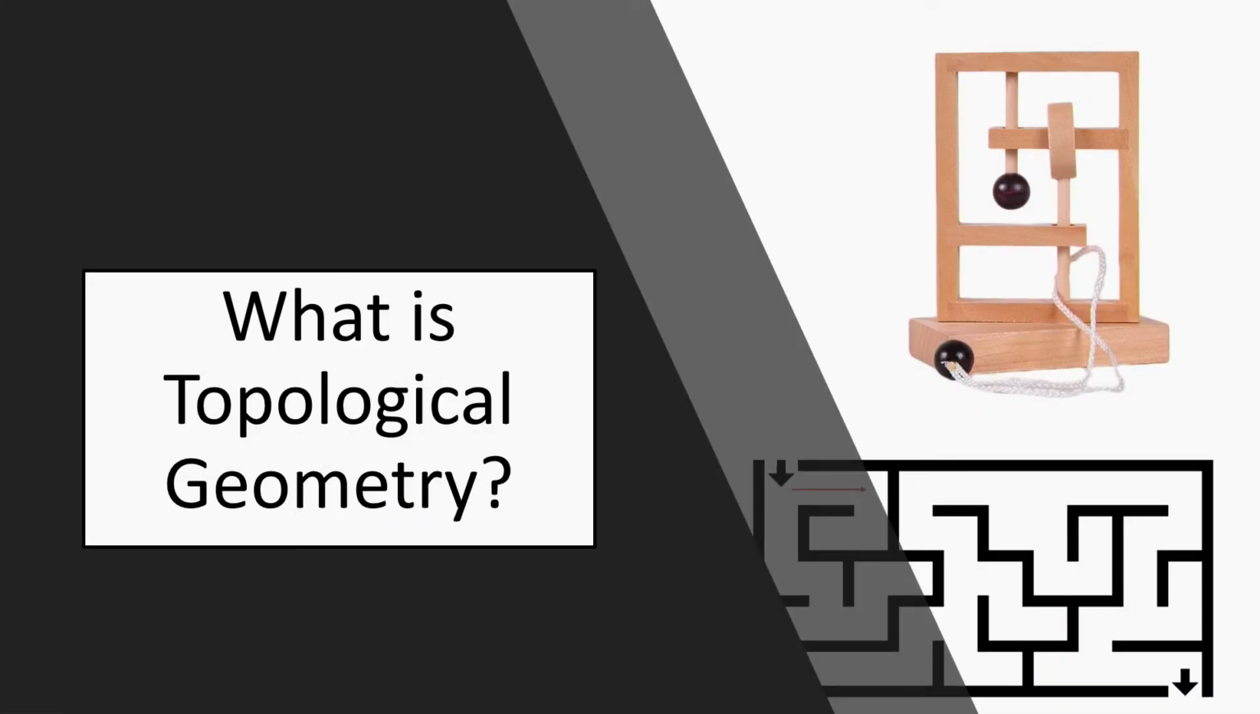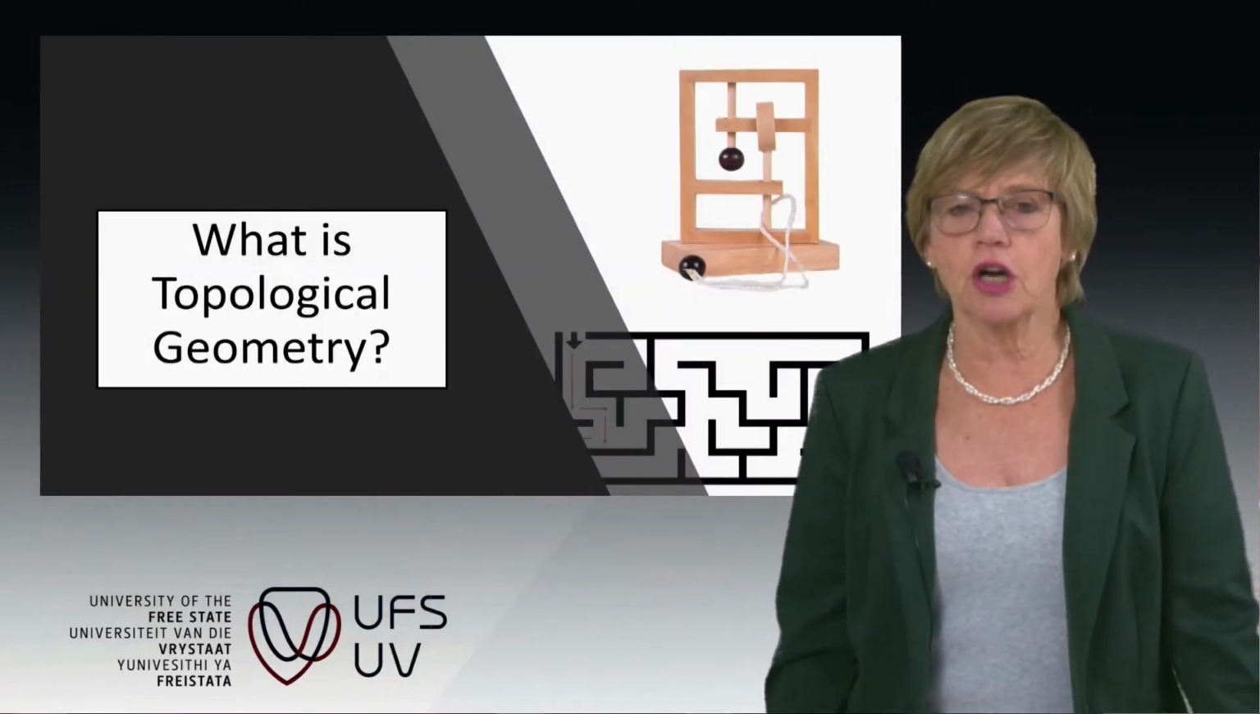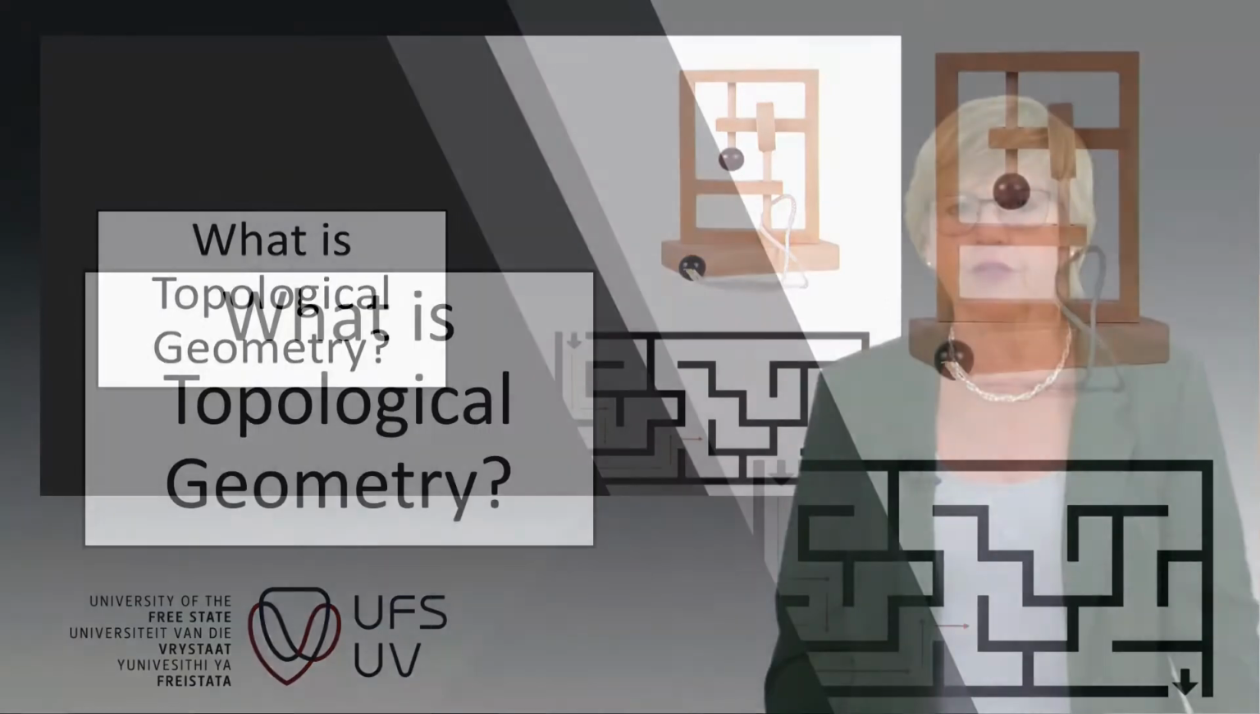What is topological geometry? Topological geometry describes how objects in space relate to each other. Shapes in topological geometry are not rigid or fixed and can be altered to assume a new configuration. For example, a square can be stretched to the shape of a rectangle, an oval, or another closed figure.